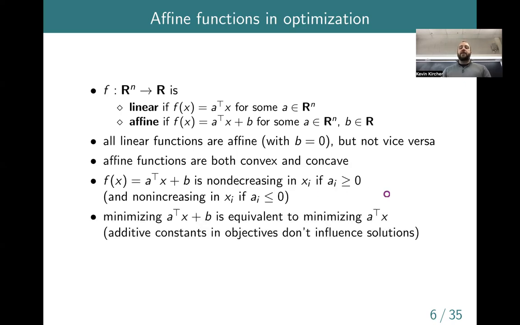We also talked about how minimizing an affine function, ax plus b, over the variable x is equivalent to just minimizing ax. Basically, a constant you can't affect, so no choice of x can change the value of that b. You can essentially take it out of the cost function, and it doesn't affect the solutions.